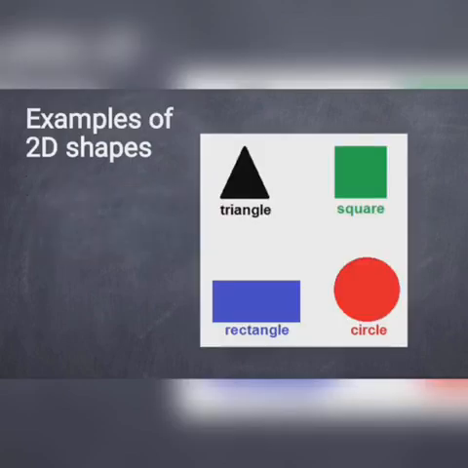Now we see some examples of 2D shapes. First one is triangle. Second one is square, rectangle, circle. These have only length and breadth. So these are the examples of 2D shapes.